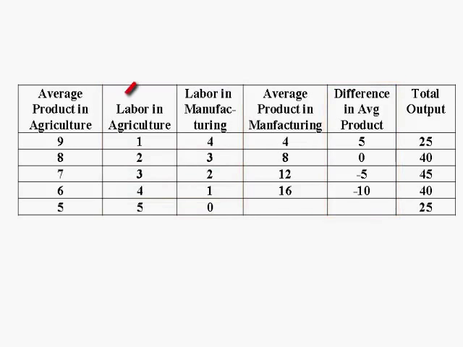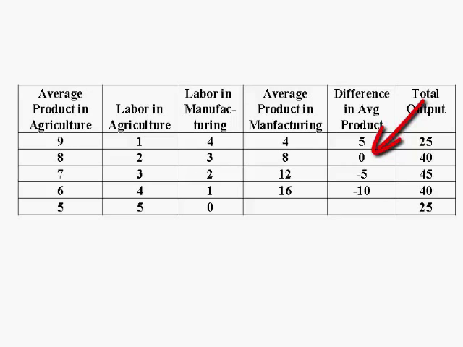So I'm taking 9 minus 4 equals 5, 8 minus 8 equals 0, 7 minus 12 equals minus 5, 6 minus 16 equals minus 10. So this is the difference in the average product. And if the difference in the average product is equal to 0, it means that the average product in agriculture is equal to the average product in manufacturing.